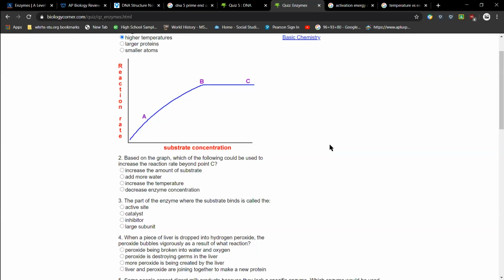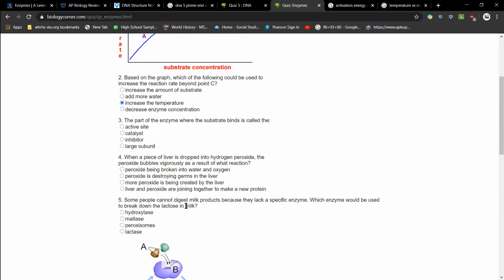Adding more water, enzymes pretty much have nothing to do with water, and decrease the enzyme concentration. If we decrease the enzyme concentration, we would actually decrease C. And the reason for that is because with less enzymes, the reaction rate can't go as fast. That's like decreasing the temperature of a reaction because you're just taking away energy from the reaction in the form of enzyme. So the best answer here is increase the temperature, because increasing the temperature, again, it just provides energy for the reaction to occur.